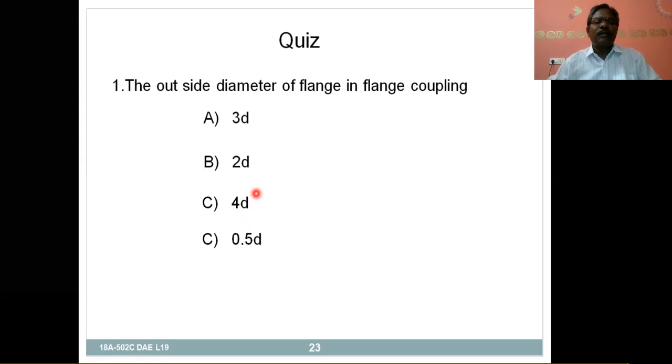Let us see the answer. C is the right answer: the outside diameter of the flange in the flange coupling is 4 times the shaft diameter, Do is equal to 4d.